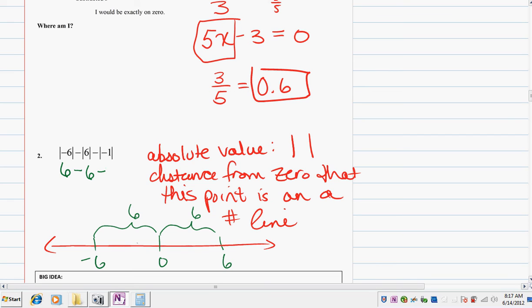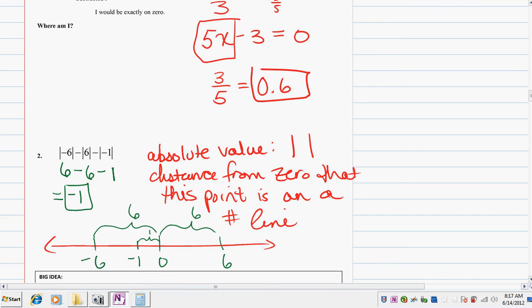Minus, how far away is -1 from 0? Well, that is 1 unit away, so minus 1. So I end up with 6 minus 6 minus 1, which is equal to -1. So this expression can be simplified to -1.